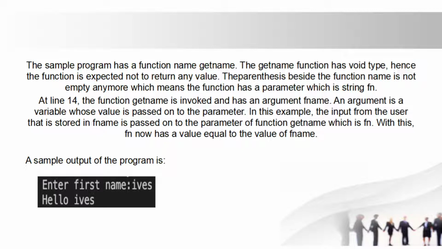An argument is a variable whose value is passed on to the parameter. In this example, the input from the user that is stored in fname is passed onto the parameter of function getName, which is fn. With this, fn now has a value equal to the value of fname.